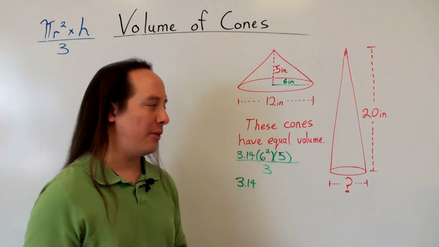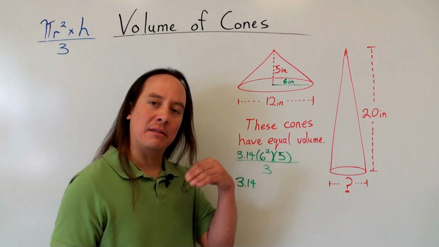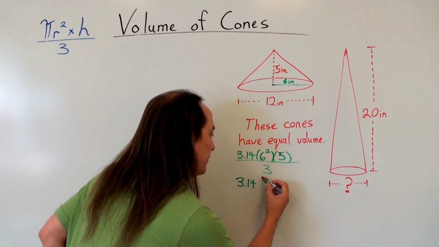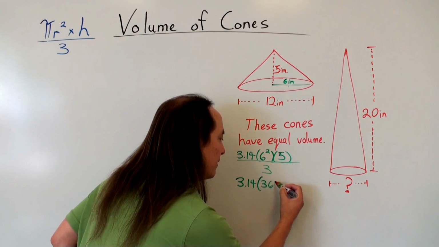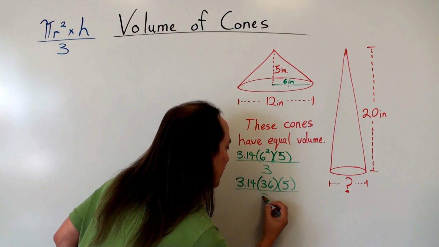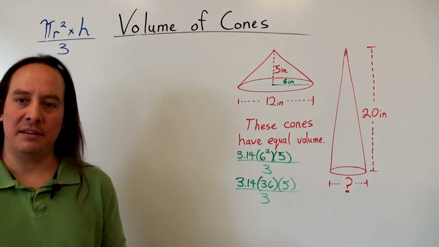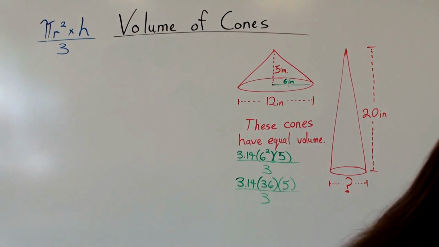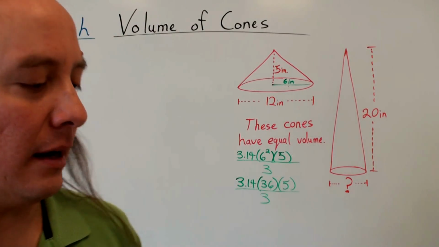We always have to do that r squared thing first. So 6 squared is basically 6 multiplied by itself 2 times, or 6 times 6, and that's equal to 36. Okay, there we go. And like I said, the rest I'm just going to plug into the calculator. And I have my calculator right here, my trusty little calculator.